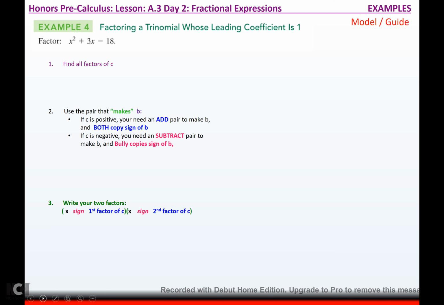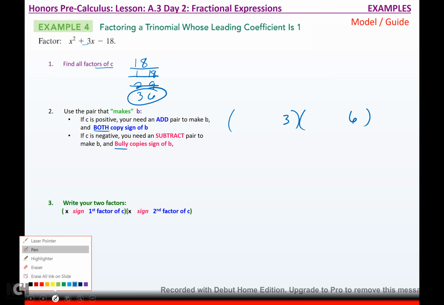Alright, so if we try another one, it says find all factors of c. My c is 18. Yes, it's negative, but I don't care about the sign because my bigger number will take care of it for me in the end. So factors of 18, 1 and 18, and that can't make 3. 2 and 9 cannot make 3. 3 and 6 can make 3. So in my binomial, my two numbers are going to be 3 and 6.